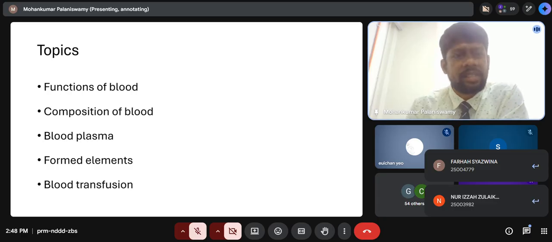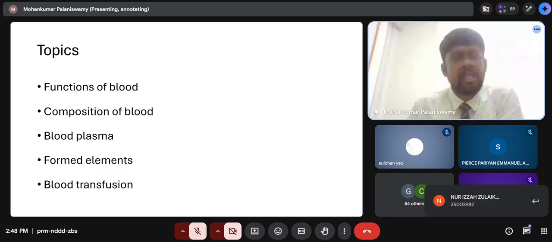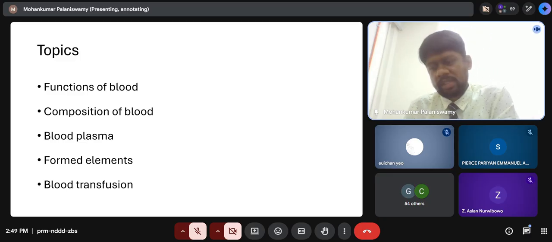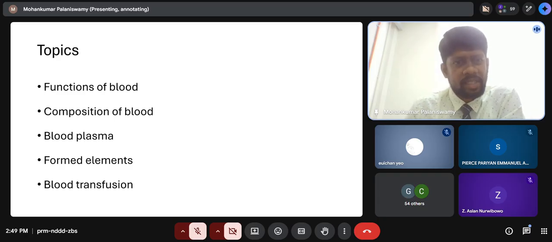So today's lecture will cover the functions of blood, the composition of blood, that is how the blood is composed of, what it is made of. Then blood plasma, then formed elements, which are elements present in the blood. Then blood transfusion, how the blood is transferred from one person to other, the blood groups, all those things. So these are the topics that we are going to cover today: functions of the blood, composition of blood plasma, formed elements, and blood transfusion.